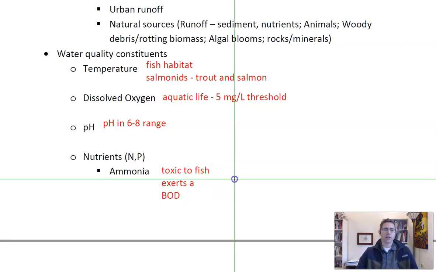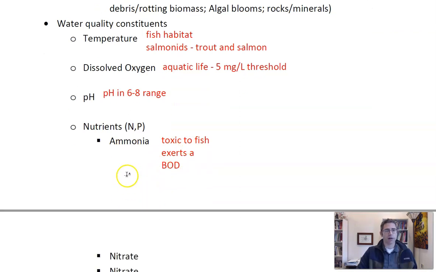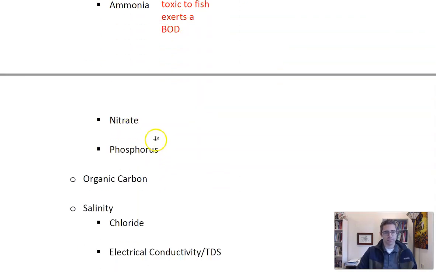We talked about NBOD, the nitrogenous biological oxygen demand. That is ammonia. In the process of nitrification, in which bacteria convert ammonia into nitrate, they consume oxygen in that process. So the more ammonia you have, the more BOD you exert, and that can be a problem, again, for aquatic life. So ammonia is primarily an issue for aquatic life.